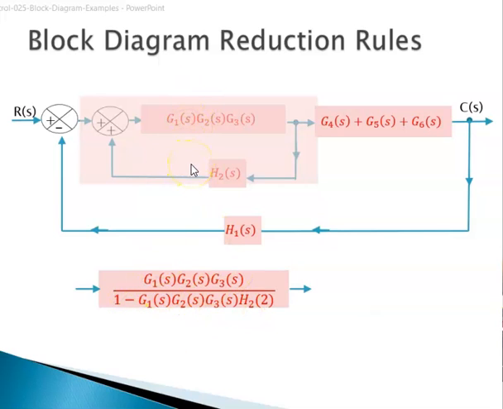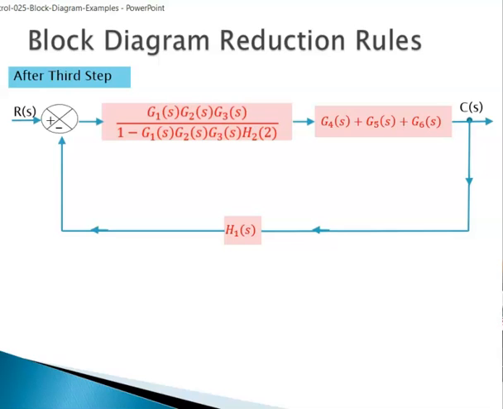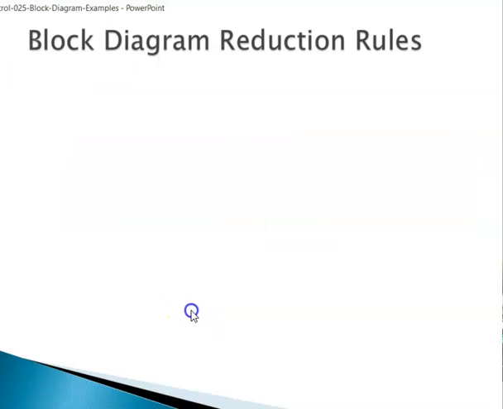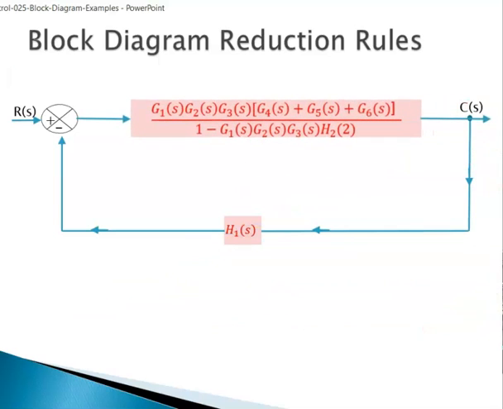We are simplifying the feedback loop. We'll erase that and take this and put it over there. You may want to draw this block diagram that you see on the screen and label it as the third step. Then you see that you have two blocks in series. You multiply them together, this big box. You erase it and put this box there. So I do that. That is erased, and you put this block over there. You may want to draw this and write after the fourth step.